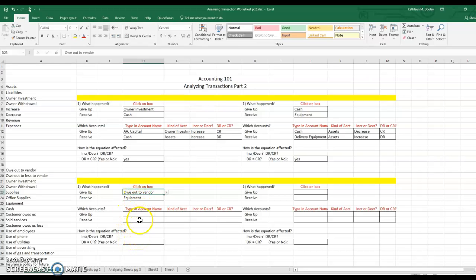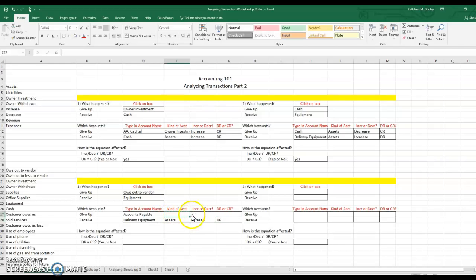So for the receive for equipment, we know we have an account called delivery equipment. So I put that in there. For owe out to vendor, whenever you owe out to vendor, we have an account called accounts payable on the chart of accounts, and that goes to owe out to vendor. For delivery equipment, we own it. That's an asset. We have more of it than we had 5 minutes ago. 5 minutes ago, we had one piece of equipment. Now we have more, okay? And so we have an increase. An increase in an asset is a debit.